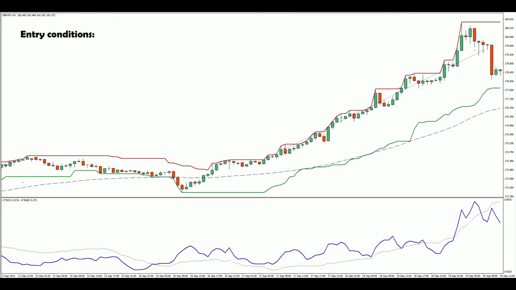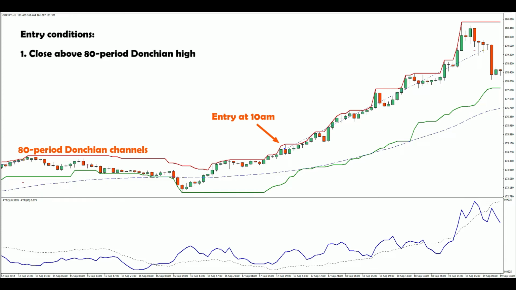Let's talk about entry conditions. Here's an example of a long entry. I will go long when the close is above the 80-period Donchian high. That is quite a loose condition, so I will add three entry filters.